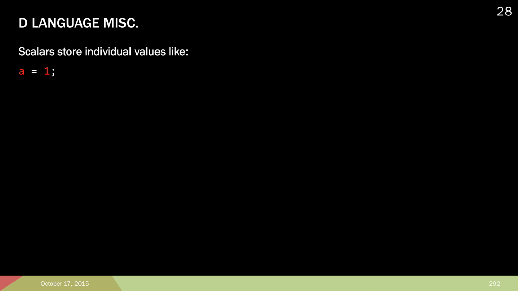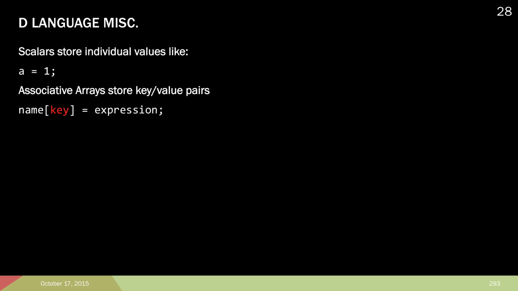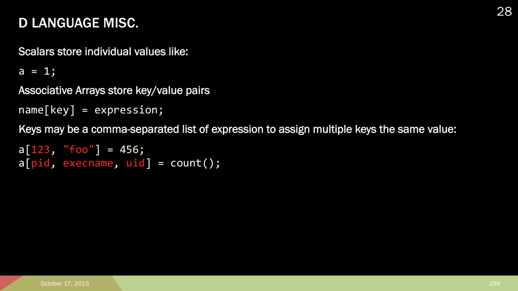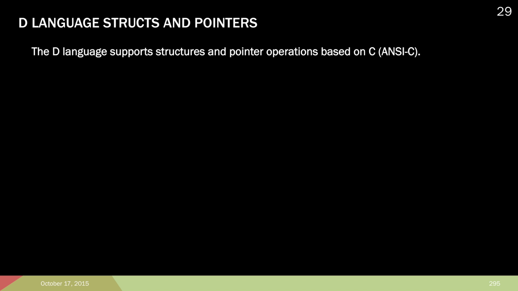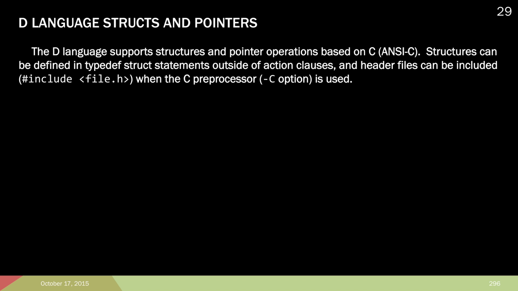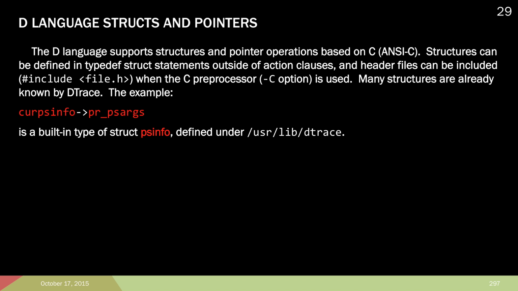Variables can store scalar values like this. Associative arrays store key value pairs, and keys may consist of multiple values separated by commas. C structures and pointer operations are supported. Structures can be added to D scripts explicitly, or the header file that defines them can be included using the -C option. Many structures are already known to DTrace.